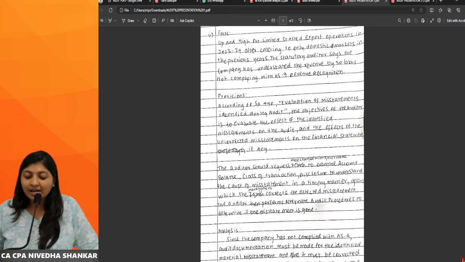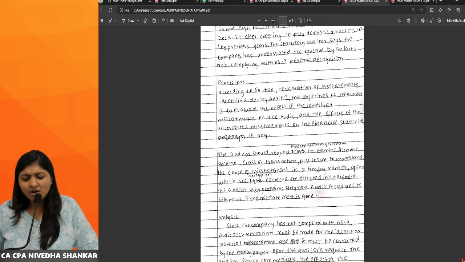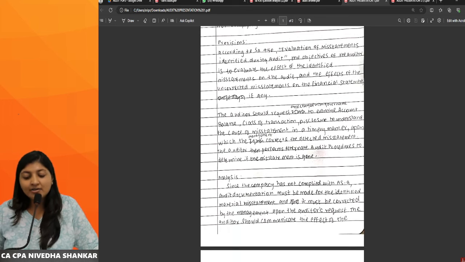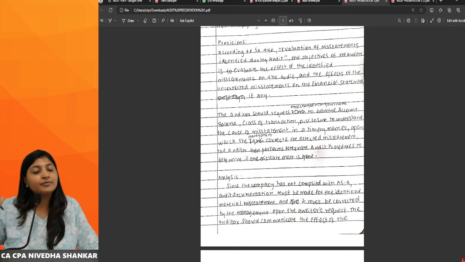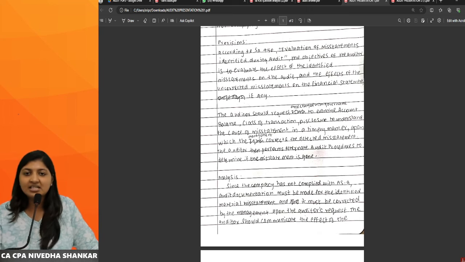The auditor should request those charged with governance to examine ABCD to understand the cause of misstatement in a timely manner, upon which the management corrects the detected misstatement. The auditor then performs alternate audit procedures, same thing. Again, we are going to where? If they have corrected, we have to do alternate audit procedures and evaluate. Question, is it asking about that? Question is clear. If they have not corrected, what should the auditor do?